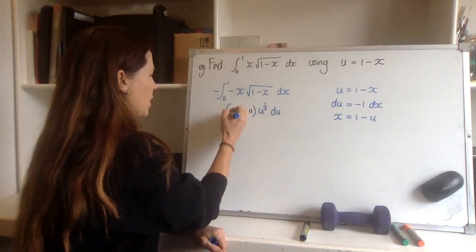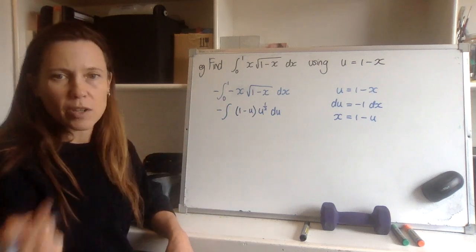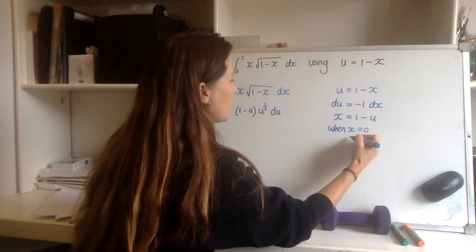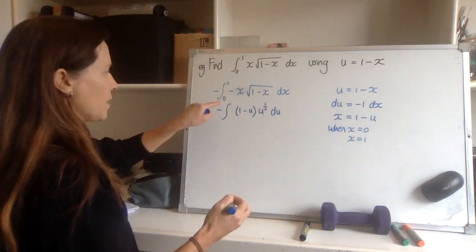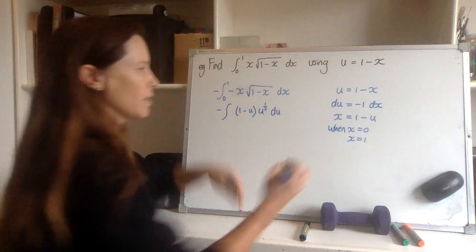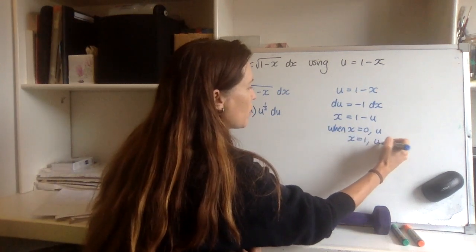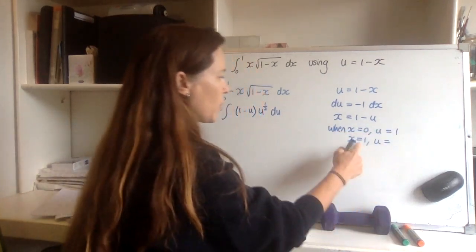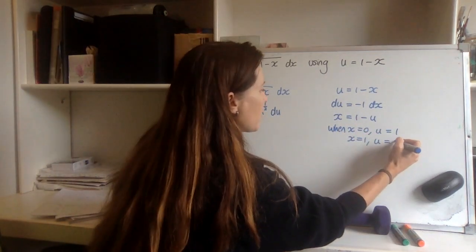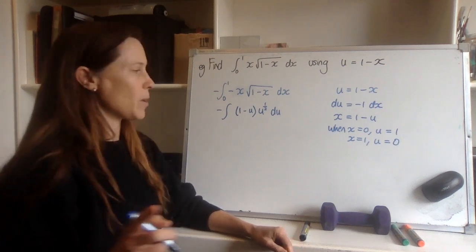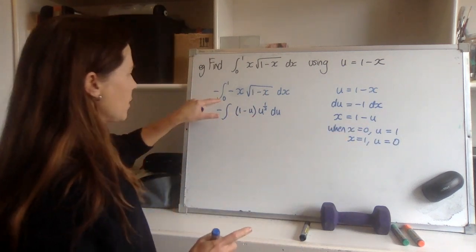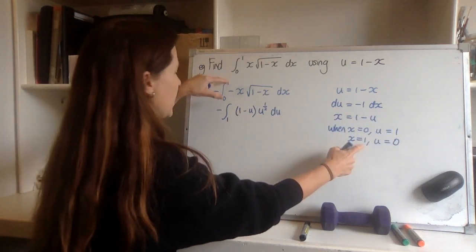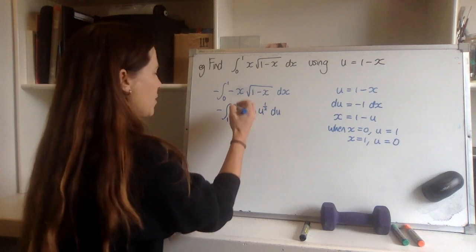Now what we haven't changed yet is our bounds. So an extra step here, we need to say when x equals 0 and when x equals 1. Now 0 is my lower bound, 1 is my upper bound, so I need to put those now in terms of u. So when x equals 0, u is 1, and when x is 1, u is 0. Now make sure you get these the right way round. If the lower bound here is x equals 0, then the lower bound is u equals 1. And the upper bound was x equals 1, so our new upper bound is u equals 0.